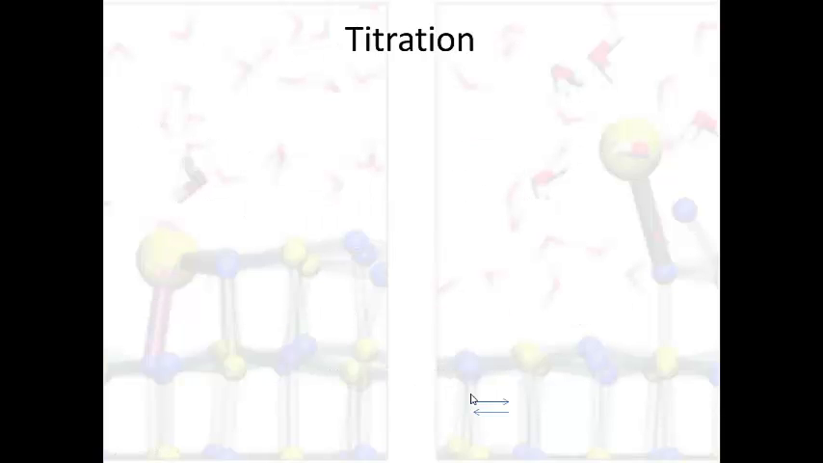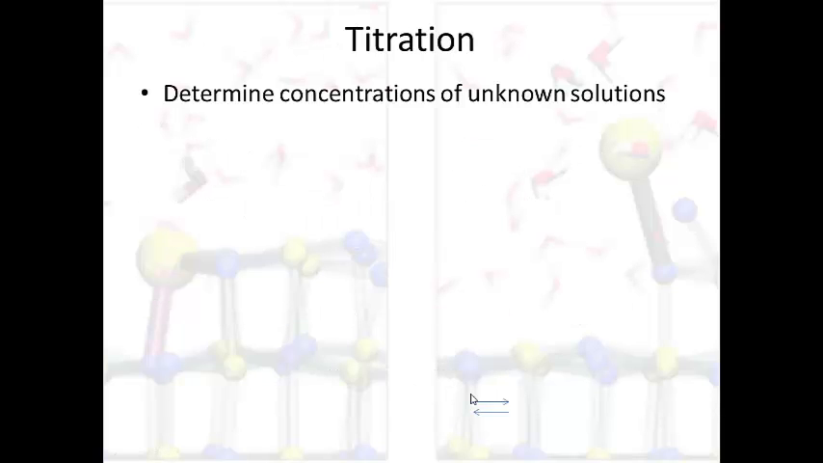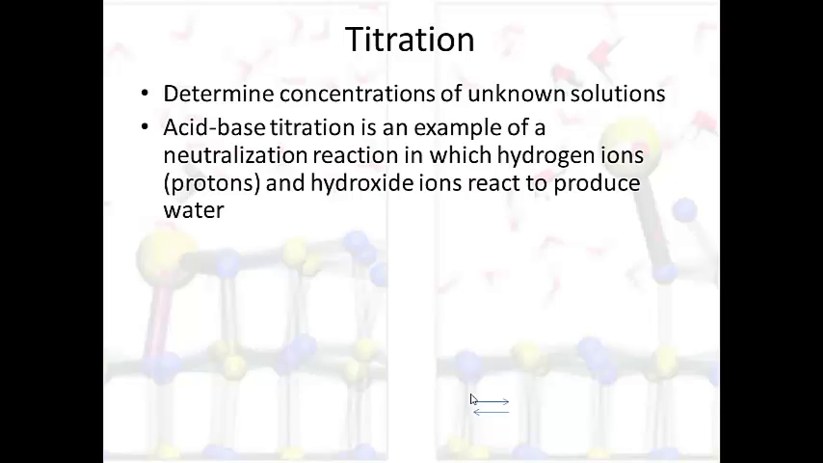We'll be using titration in this lab, and titration is used to determine concentrations of unknown solutions. An acid-base titration is one example of a type of titration in which we use a neutralization reaction. So we neutralize our hydrogen ions or our hydronium ions, our H3O+. We react those with hydroxide ions and produce water.